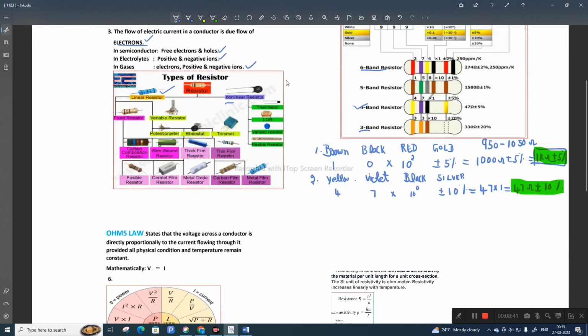Another example on this. So how do you write 5 ohms? 5 ohms. So that also I will explain you clearly.